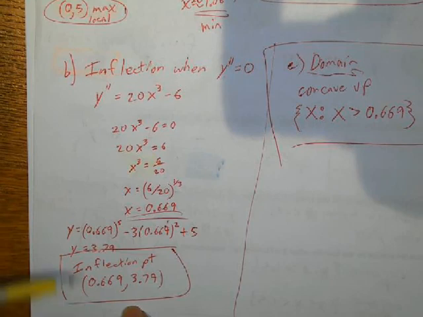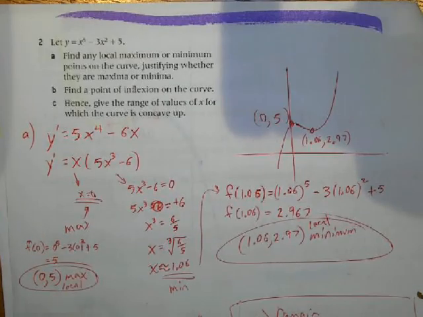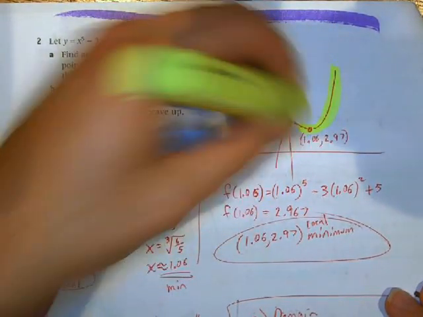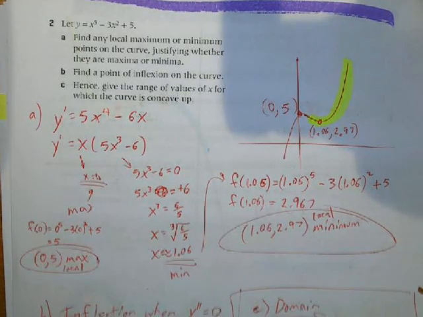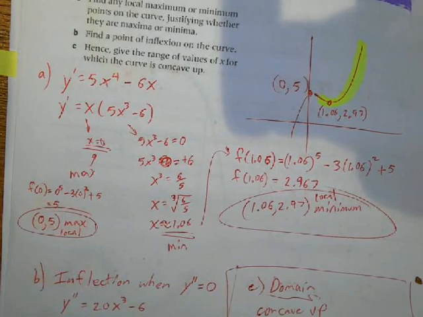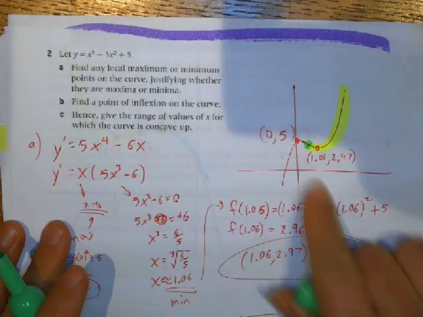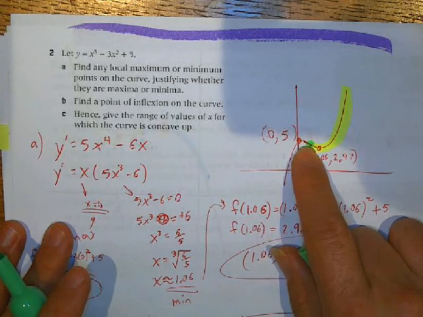Now it says hence find out when it's concave up. So it's concave up when x is greater than 0.669. And you can tell it even looks that way. 0.669 is sort of like right in here somewhere. You can tell that somewhere in between those two dots, it goes from being concave down to concave up.